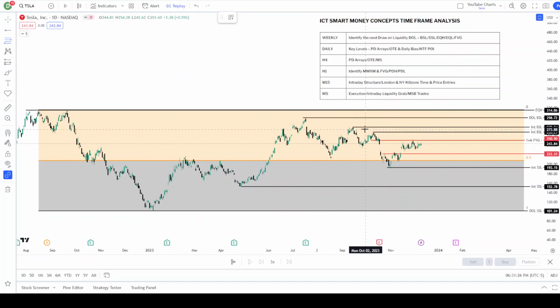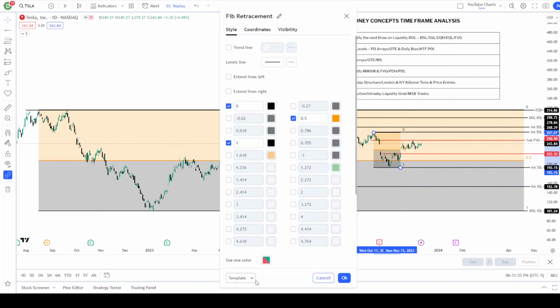Something else I want to look at is from this swing high to swing low, seeing where we are on a fib level. It looks pretty close to optimal trade entry.